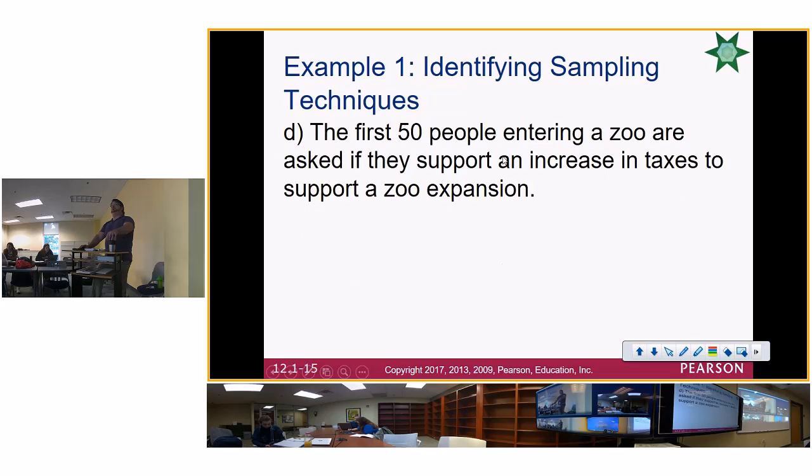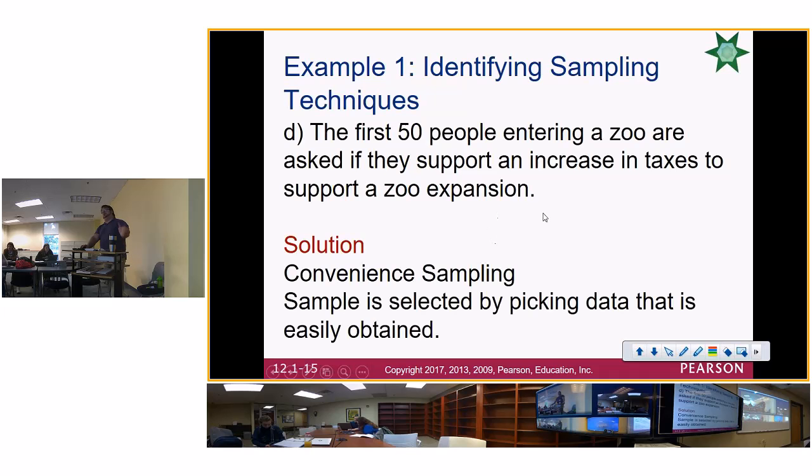The first 50 people entering a zoo are asked if they support an increase in taxes to support the zoo. They're asked something that's not geographical. So what would that be? Starts with an S. Stratified. No, I'm sorry, convenience. I got that wrong. I forgot about convenience. It's least accurate because they're just asking people who come in. They could be asking a teenager, and a teenager wouldn't know squat about taxes. But they could be asking teenagers, and so it would be convenience. They're just standing there.